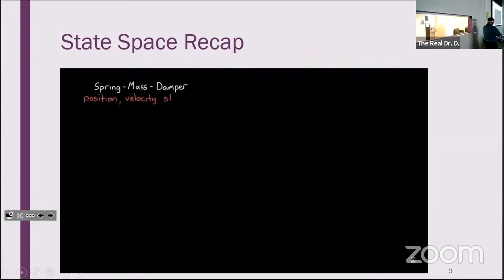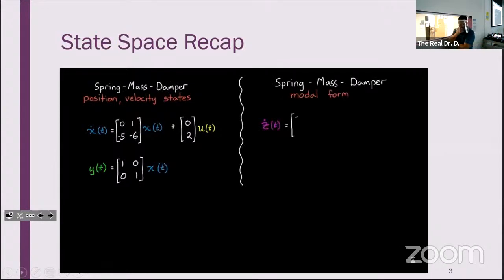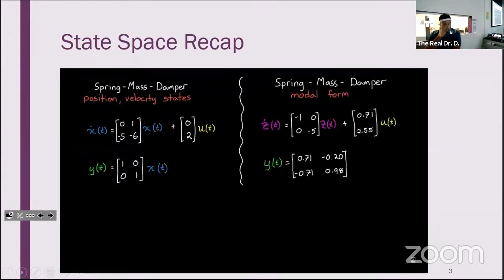And we do this redefining of state variables all the time with state space representation. That's what we're doing, for example, when we diagonalize the A matrix to get it into so-called modal form. These 2 models represent the exact same system. We've just chosen a different set of coordinates, a different basis for our state vector.